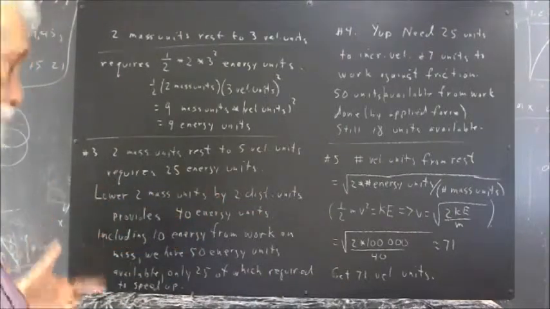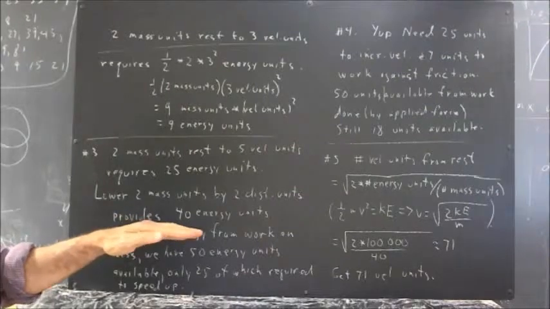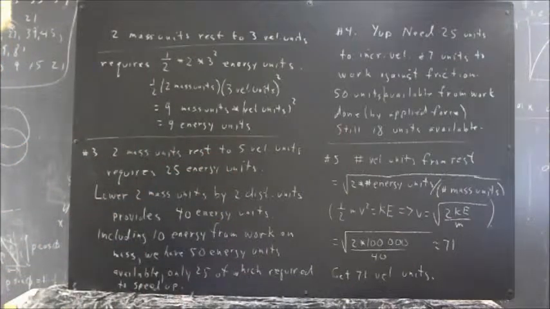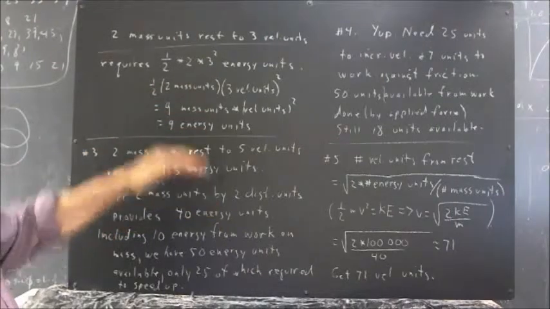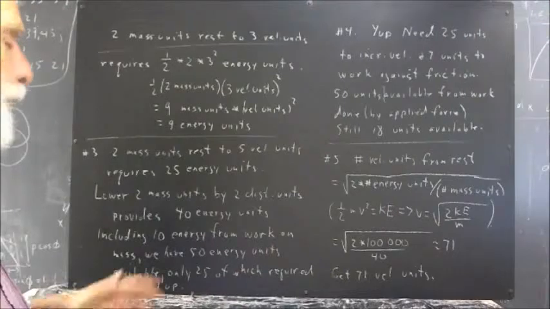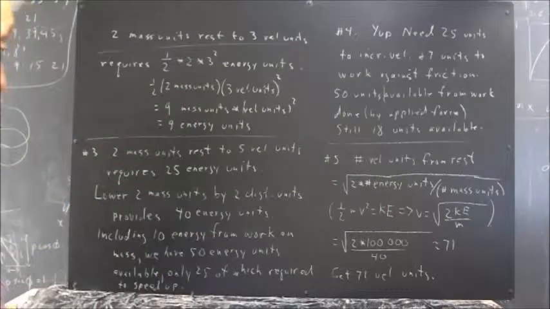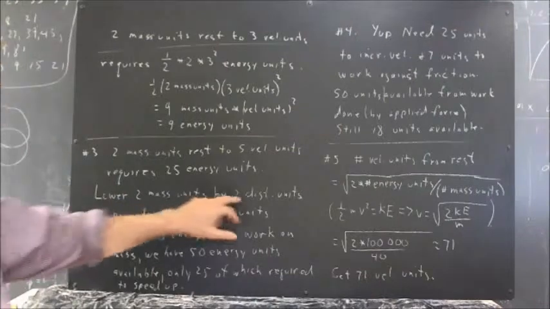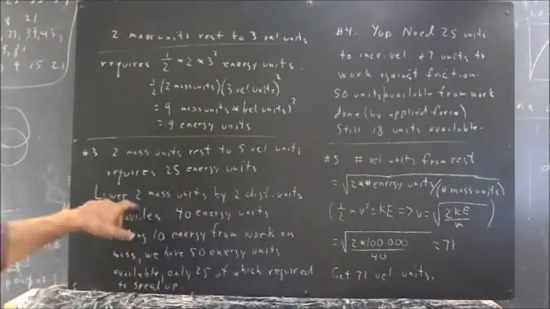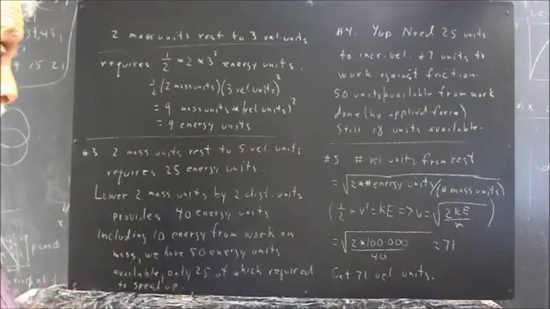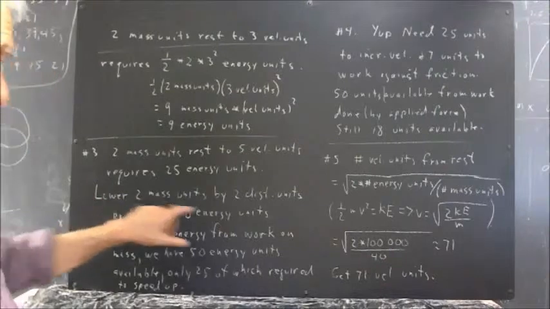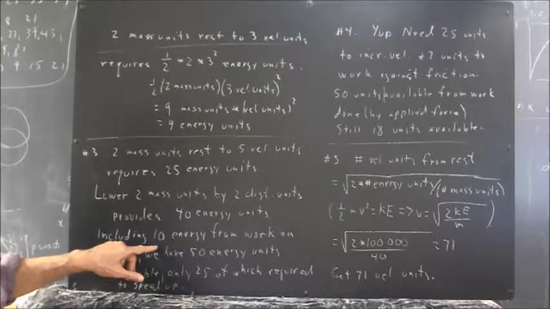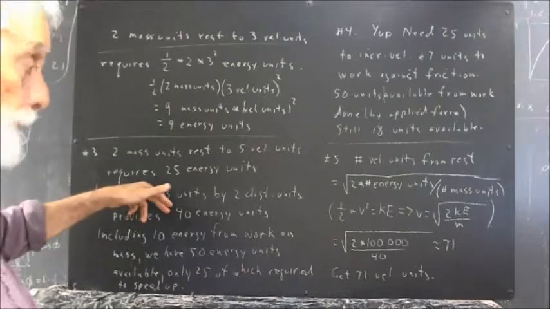Now, the rule says if we raise a mass unit by a distance unit, it requires 10 energy units. If we lower a mass, then each mass unit through each distance unit will provide us with, again, 10 energy units. So if we lower 2 mass units by 2 distance units, each mass unit in each distance unit gives us 10 energy units. So 1 mass unit lowered 2 distance units would give us 20 energy units. And then twice that many, 2 mass units, 2 distance units, is going to give us 40 energy units.